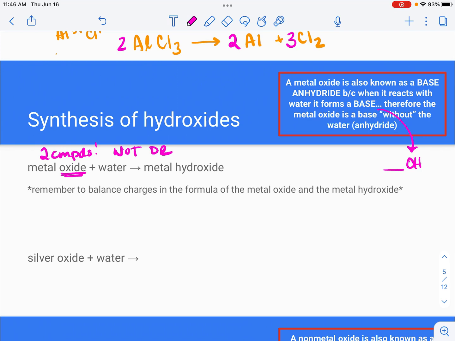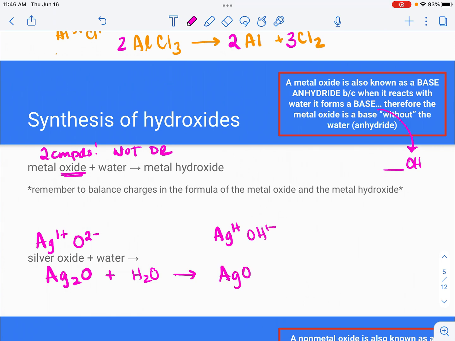The metal oxide plus water gives us a metal hydroxide. The charge on the metal is going to stay the same, whether it's on the left or the right. So let's go ahead and do this. Silver oxide: silver is a charge you should know, 1 plus, and O is 2 minus. So this means my formula is Ag2O. And I'm going to add water to that, and I'm going to form the metal hydroxide. So this would be Ag 1 plus and OH 1 minus, and so the charges are already balanced. I'm just going to leave it as AgOH.